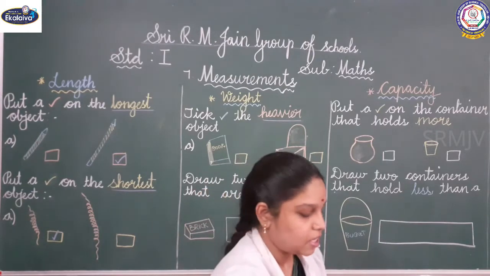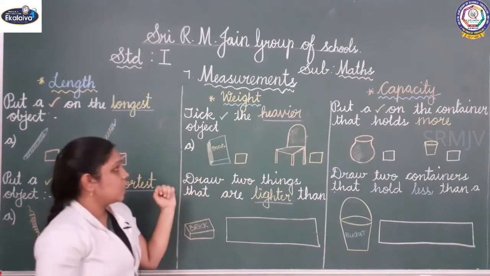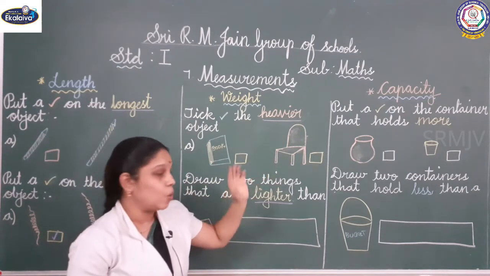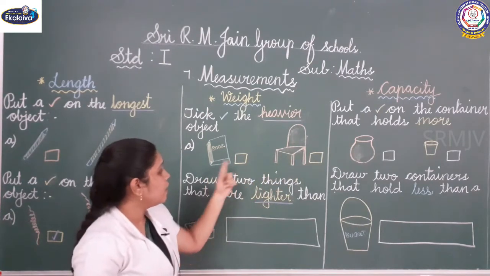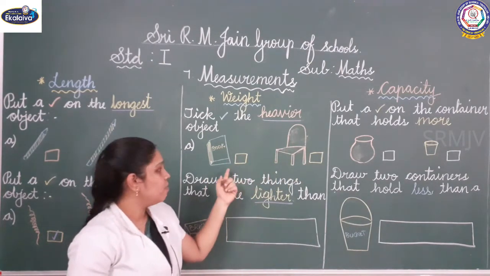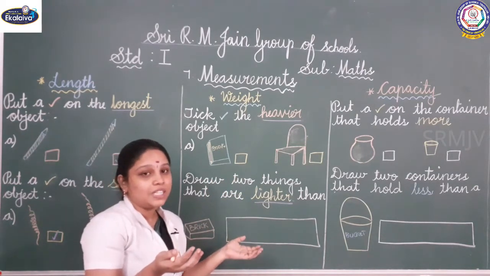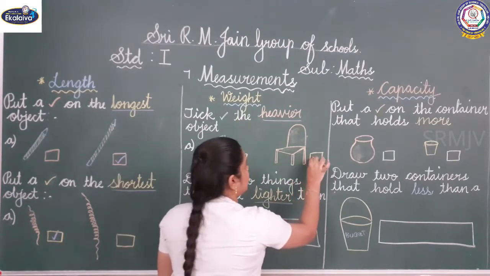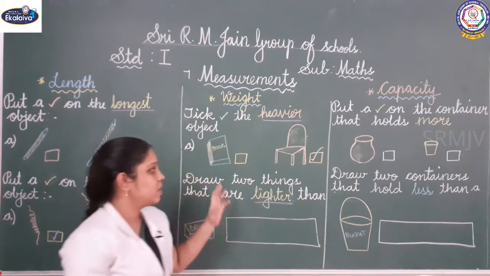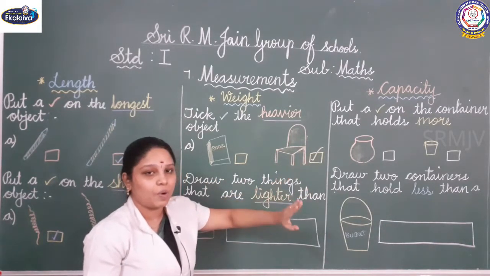Tick the heavier object. I have drawn some pictures on the board. See, this one is the book and this one is the chair. Now we are going to compare which is heavier. If we lift a book and a chair, which is the heavier one? Yes, you are right. The chair is the heavier one. So I am ticking this.